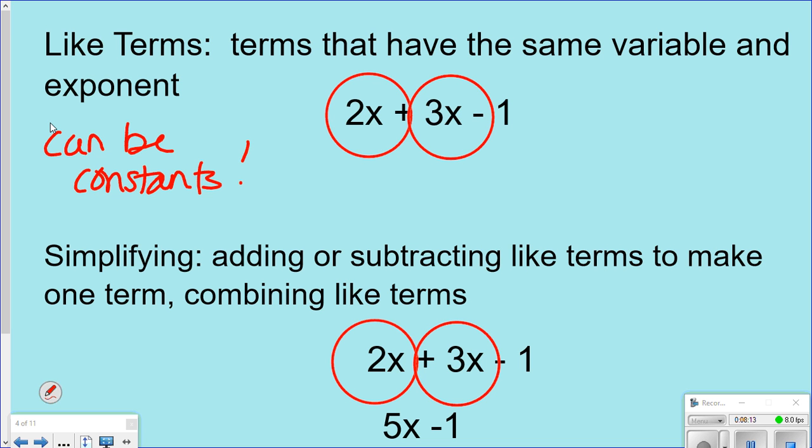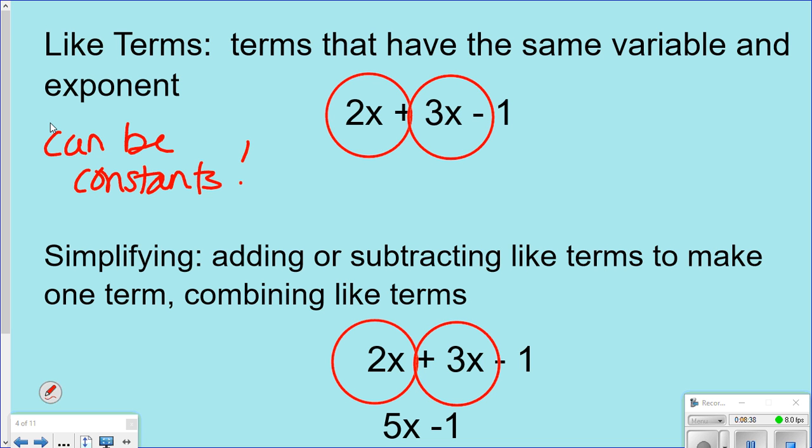So like terms, the terms have the same variable and exponent, and they can also be constants. We're not really going to talk about exponents today, so worry about the variables right now. Now, those like terms, you can combine them. That's what simplifying means. You can put them together to make it as small as possible. Remember yesterday when we did distributive property, we made it as small as we possibly could. We took out the parentheses. We got rid of them. That's what we're doing today. We're making everything as small as possible.